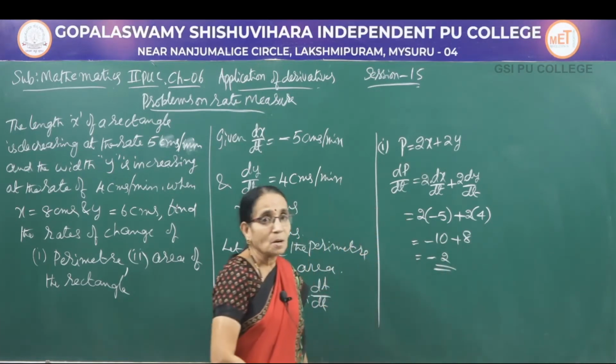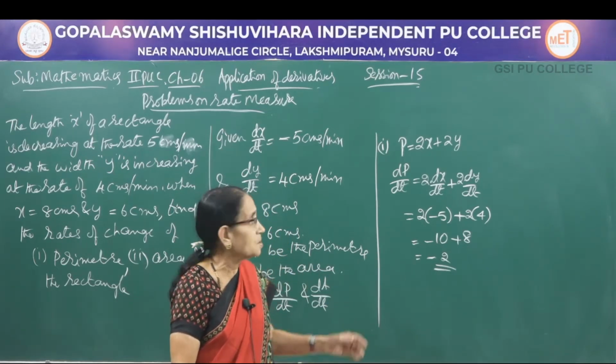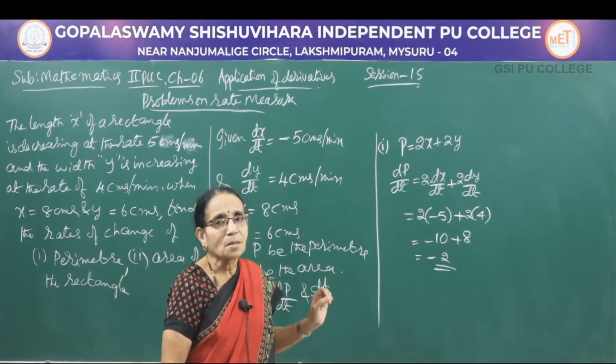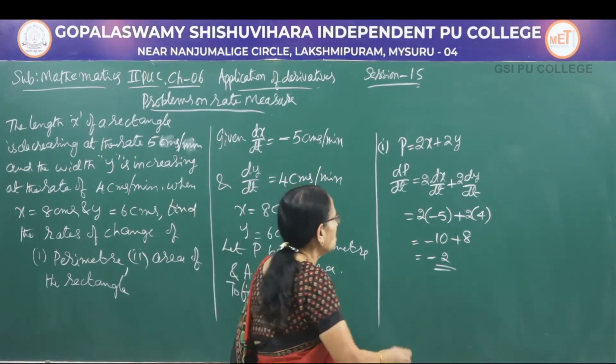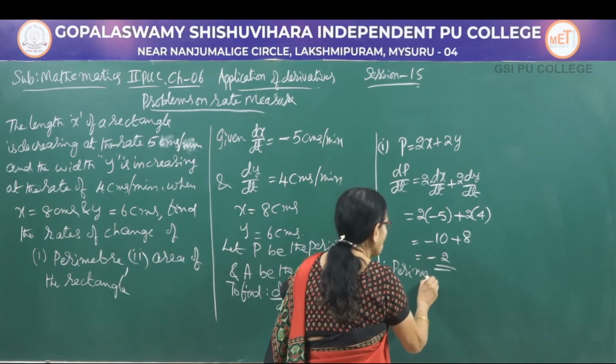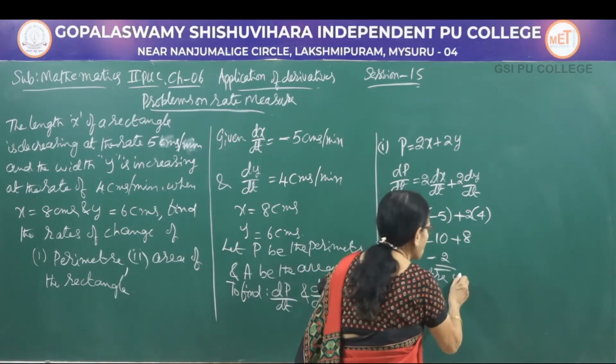Now, here while writing the answer, you need not write it as -2 like that, because that shows the perimeter is decreasing because the length is decreasing. So how do you write the answer? First you write, therefore the perimeter, this negative sign shows that it is decreasing.